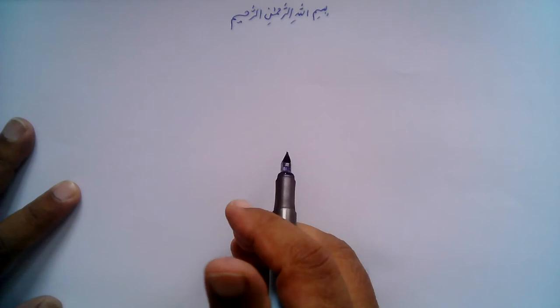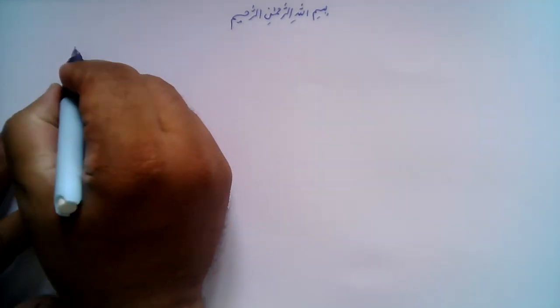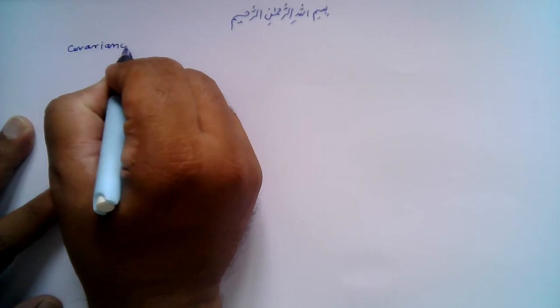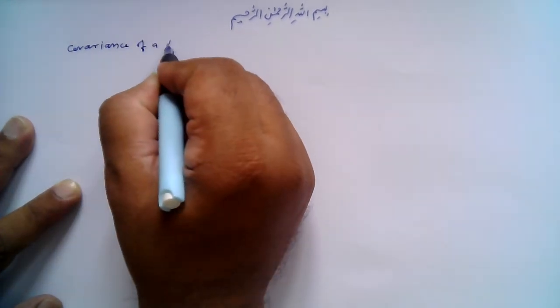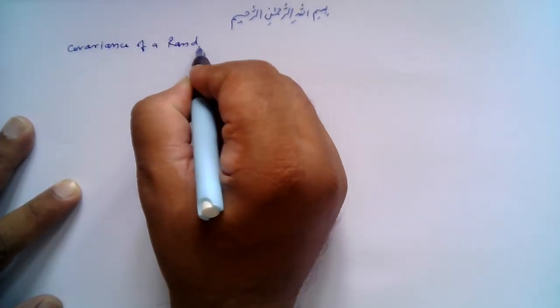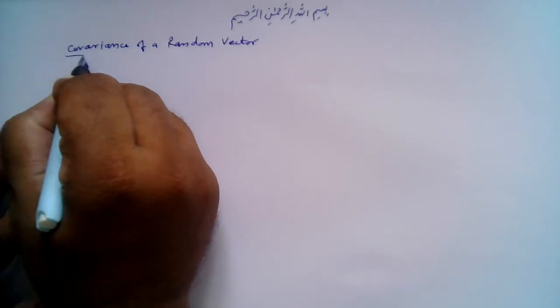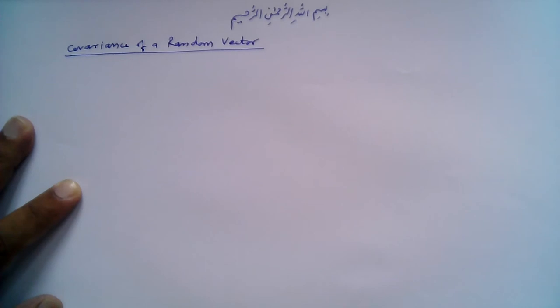Bismillahir Rahmanir Rahim. So our topic of discussion for this session is the covariance of a random vector, right? So the covariance of a random vector is in fact a matrix.